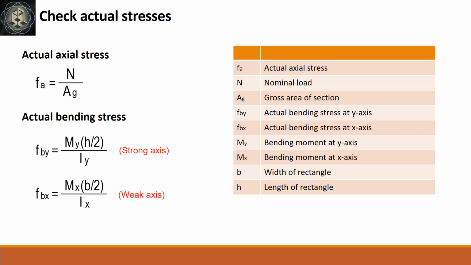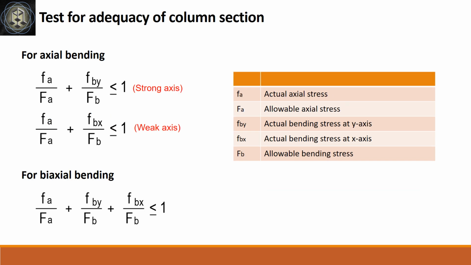Then solve the actual axial stress and the actual bending stress on single or double axis. Finally, test the adequacy of the column section. For axial bending, the sum of actual axial stress over allowable axial stress and actual bending stress over allowable bending stress should be less than or equal to 1. For biaxial bending, the sum of actual axial stress over allowable axial stress and actual bending stress over allowable bending stress of both axes should be less than or equal to 1.